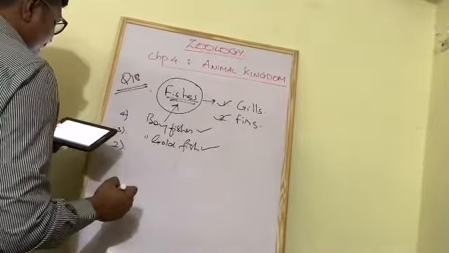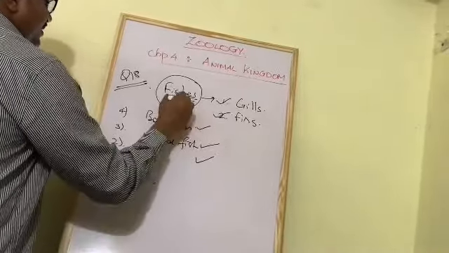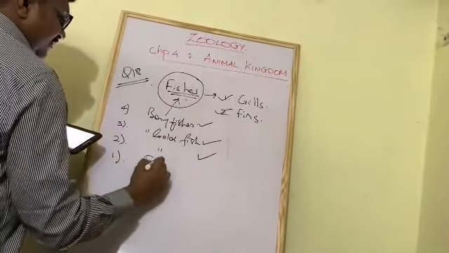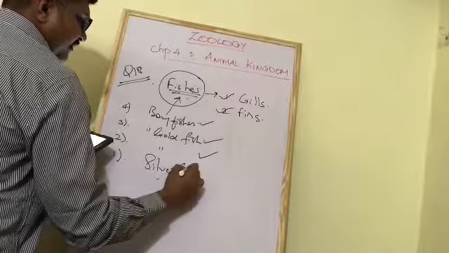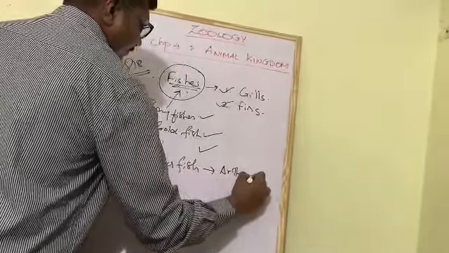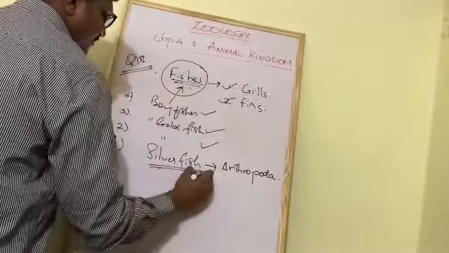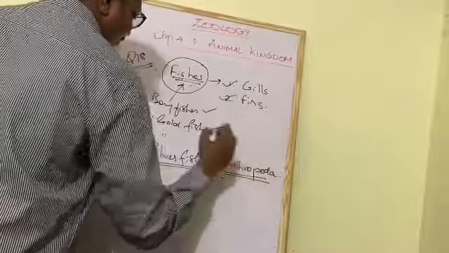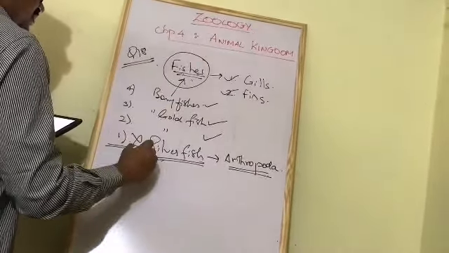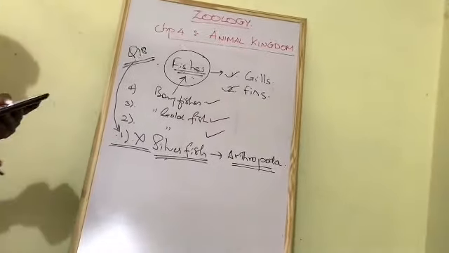Option number 2 is silver carp. Silver carp is also a bony fish. That means it is a true fish. Option number 1 is silverfish, and silverfish belongs to phylum Arthropoda. Only the name is fish, but it is Arthropoda. Hence, it is not a true fish. Since it's not a true fish, question number 18, correct answer is option number 1.